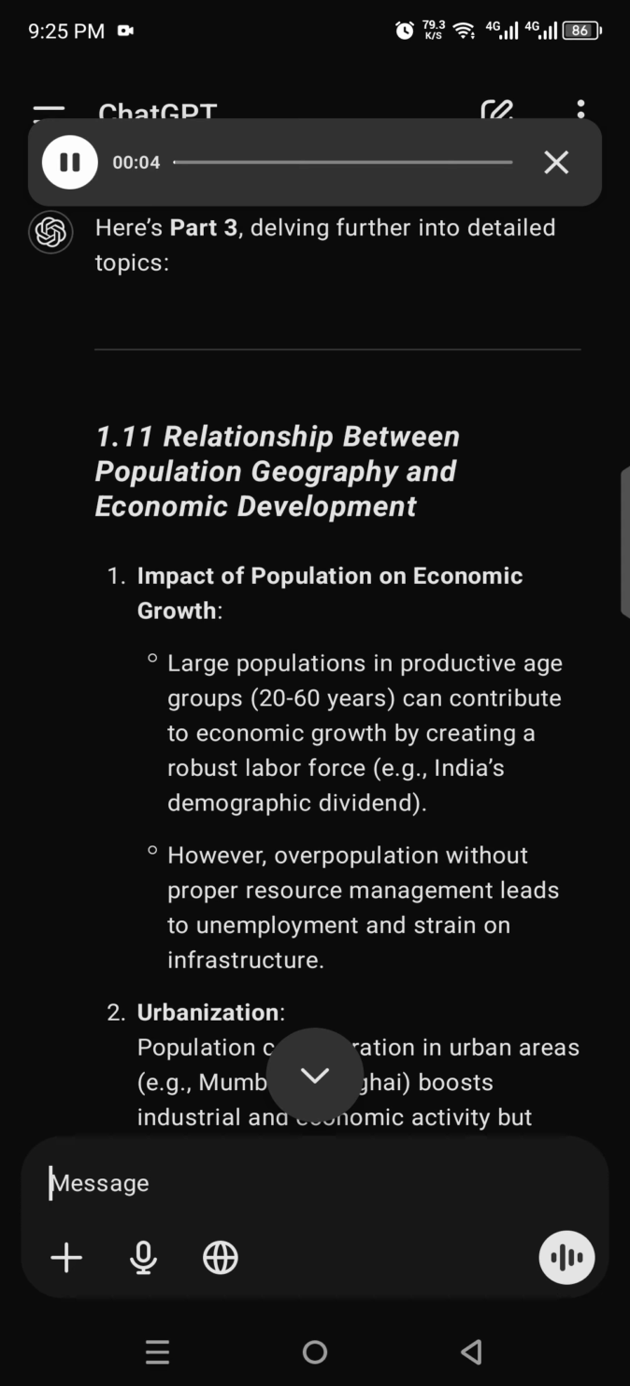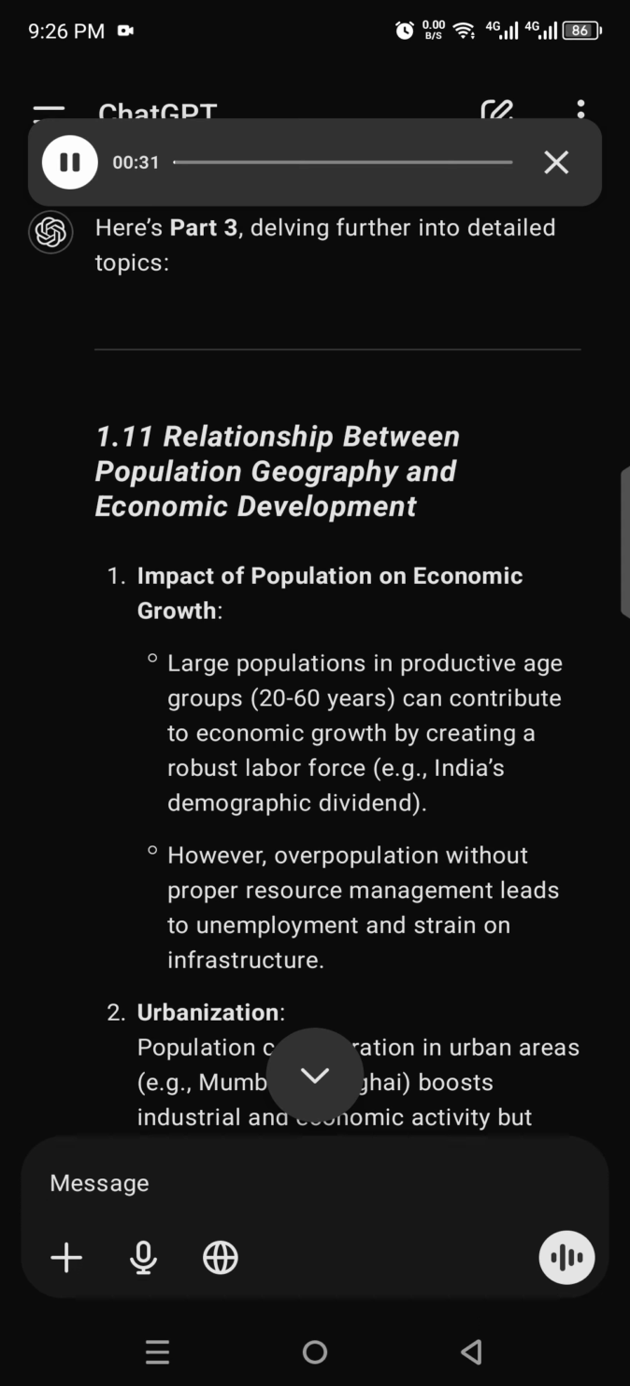1.11 Relationship between population geography and economic development. 1. Impact of population on economic growth. Large populations in productive age groups, 20 to 60 years, can contribute to economic growth by creating a robust labor force, e.g., India's demographic dividend. However, overpopulation without proper resource management leads to unemployment and strain on infrastructure.